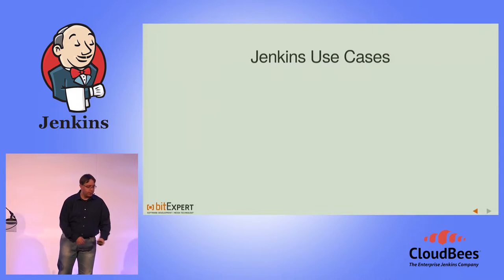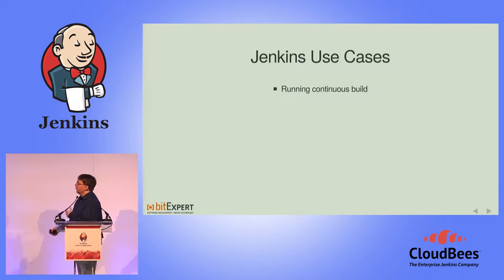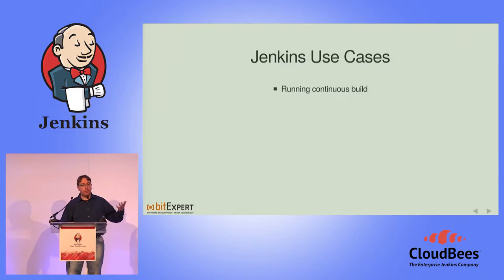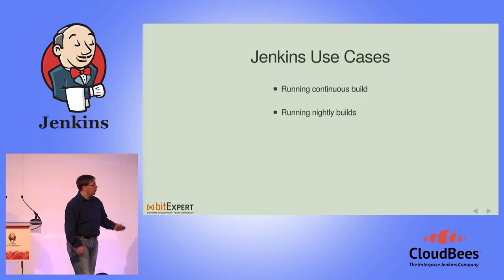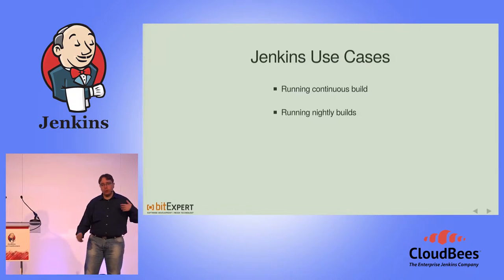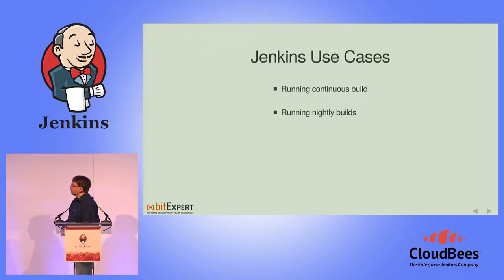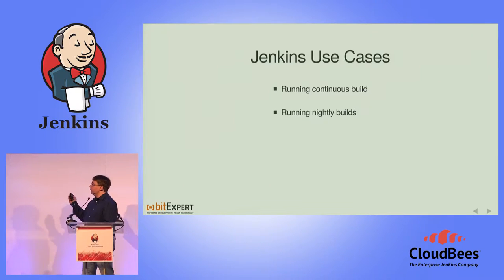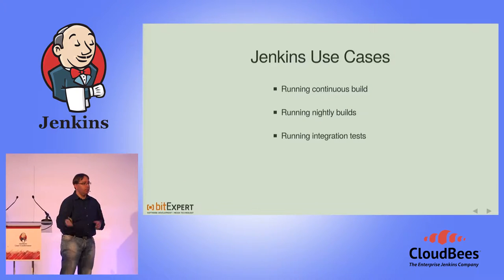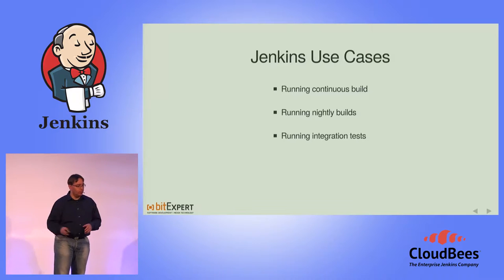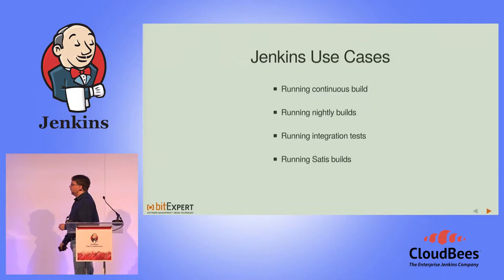Good. What are the use cases we use Jenkins for? First of all, we let Jenkins power our continuous build. So on every check-in, we do code quality checks, unit tests, and stuff like that. We do have set up nightly builds for some more complex tasks, compiling JavaScript applications, doing more other stuff, which I will mention later on throughout this talk. And then we obviously run integration tests, so testing everything up to the database, service layer, or the whole front-end stuff. And last not least, we use Jenkins to power our Satis build.